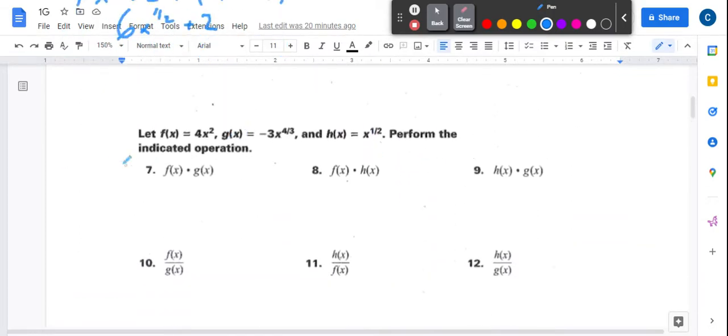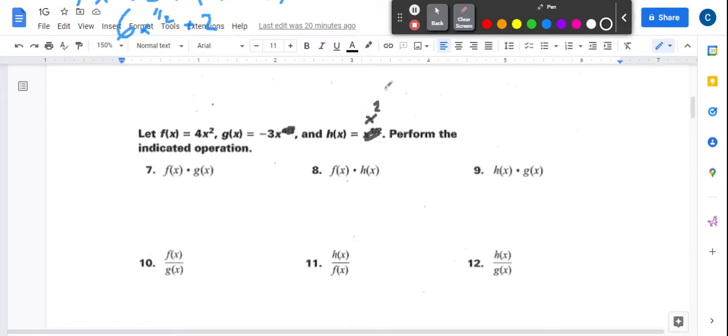I'm going to switch up these exponents a little bit here. So here we have f of x is 4x squared. g of x is going to be negative 3x. And I'm going to get rid of the 4/3, which is going to have negative 3x here. And we're going to do h of x. Instead of x to the 1 half, we're just going to make it x squared.